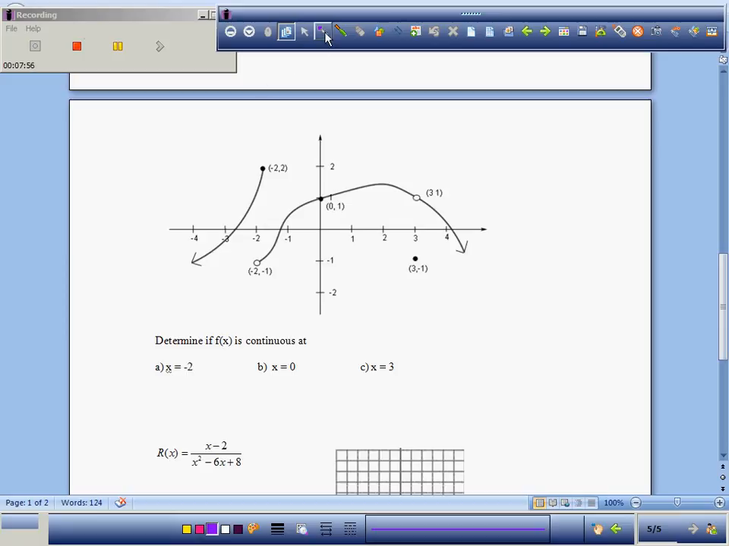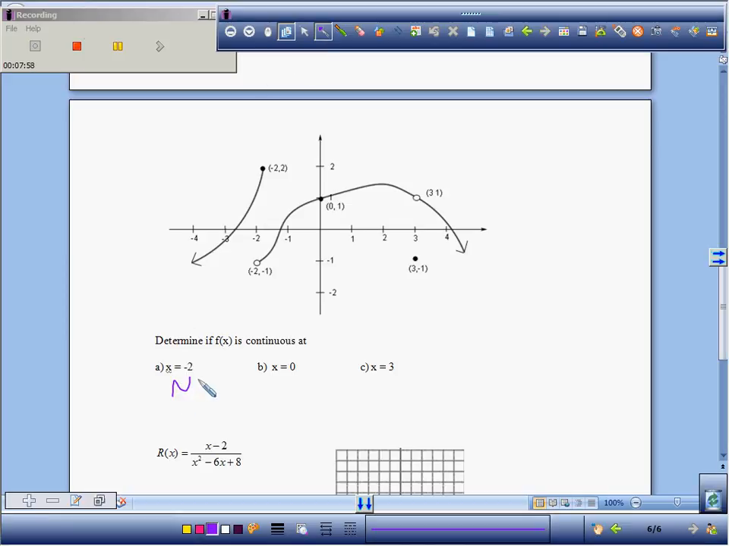Do I have a value for my function at -2? What is f of -2, if they ask you that? 2. It is 2, because it's got a shaded-in dot right there, okay? So it is defined at -2, but since the left-hand limit and the right-hand limit are not the same, it is not continuous there.